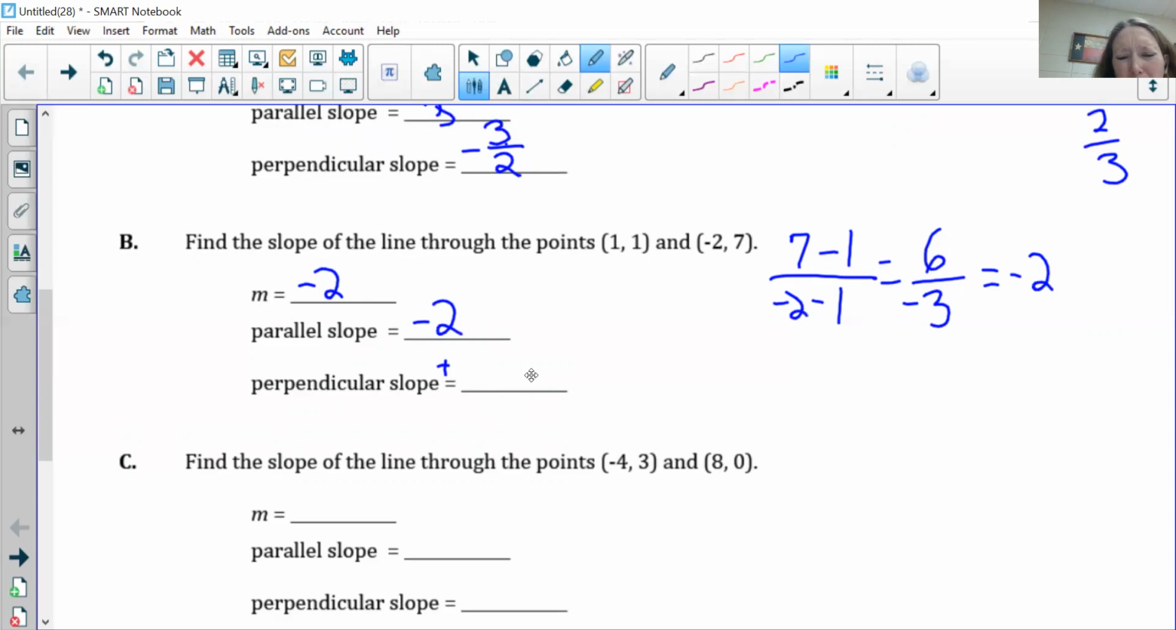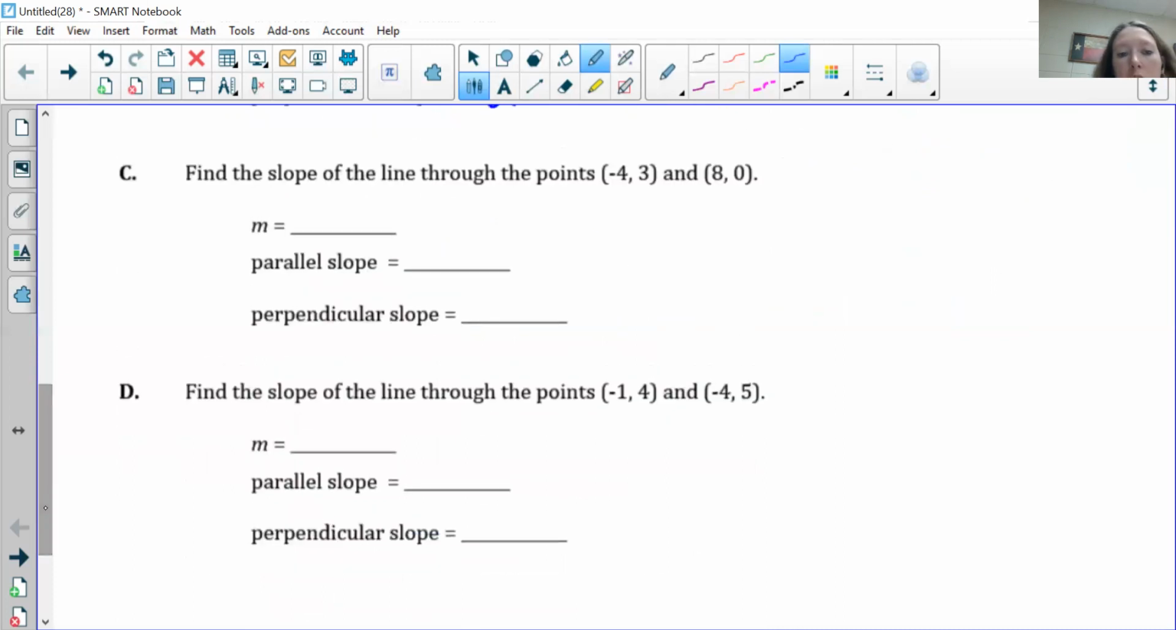How do I flip over a whole number? Let's look at this. Remember that 2 as a fraction is really 2/1. So we went inverse, so not -2, we went +2, and then flip it over. So I'm going to have 1/2. My perpendicular slope is 1/2.